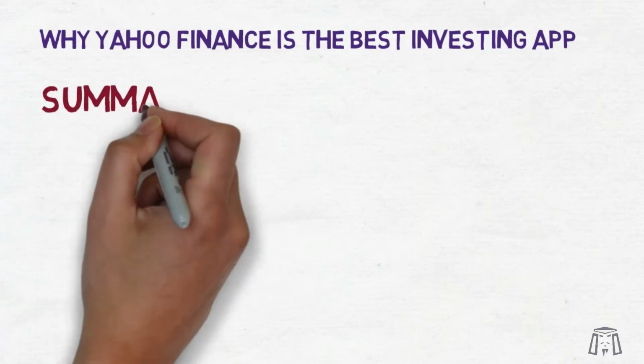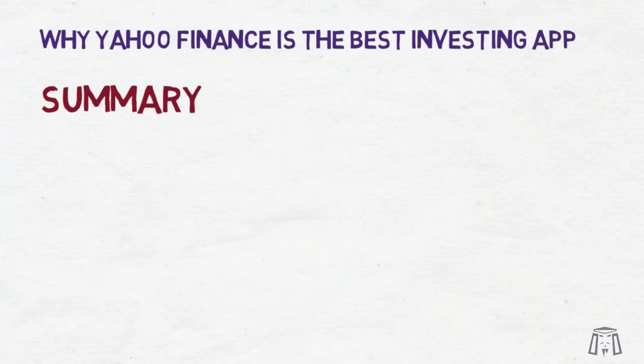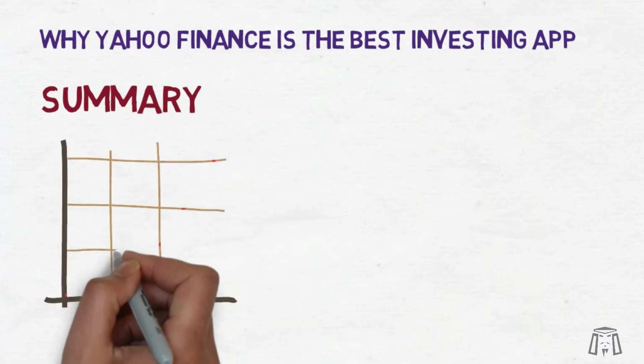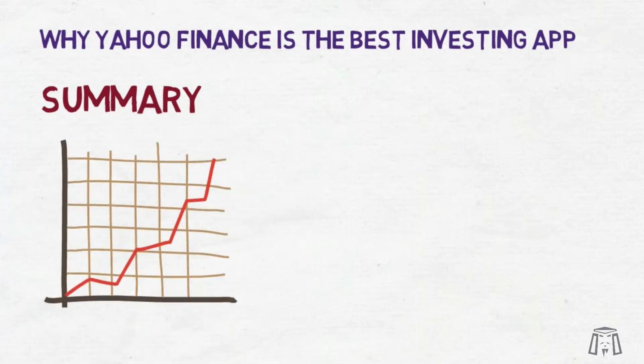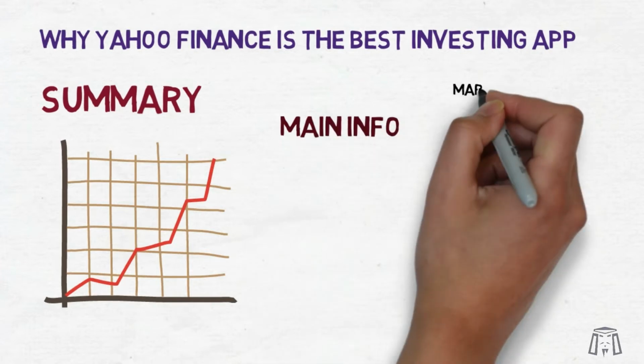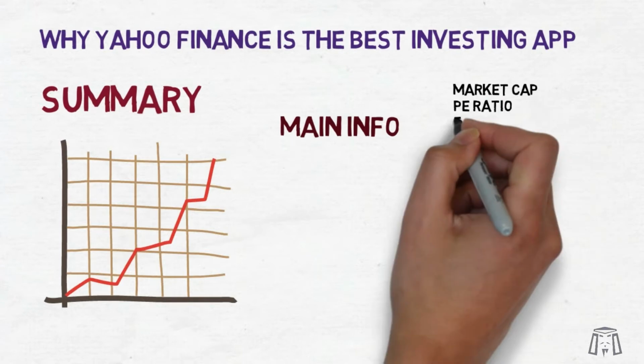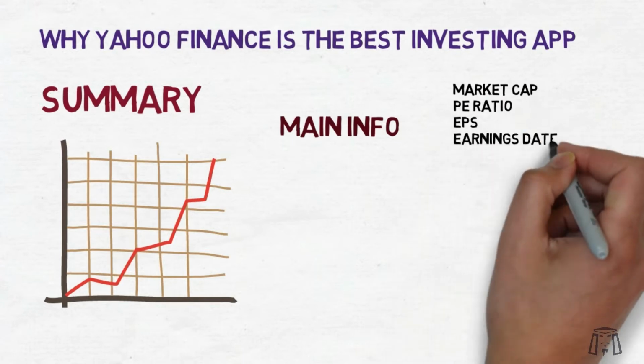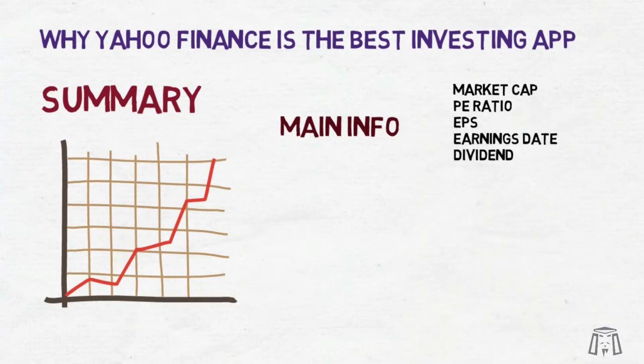In the main section we have the summary, where we can see a small chart of the stock and also the main info about our stock, for example the market cap, the P/E ratio, earnings per share, earnings date, dividends, and much more obviously.